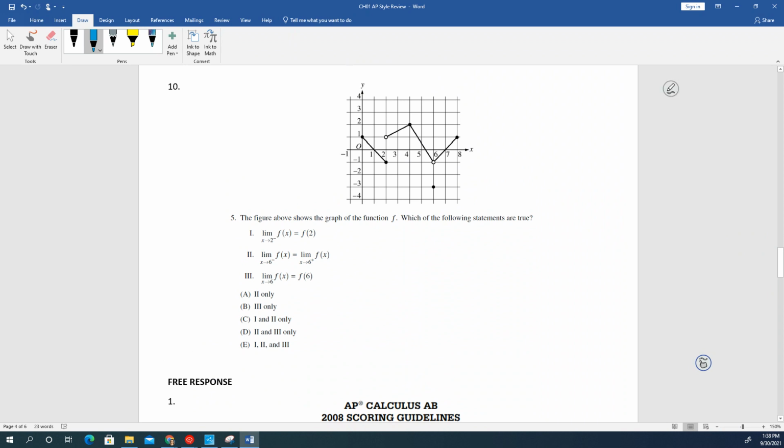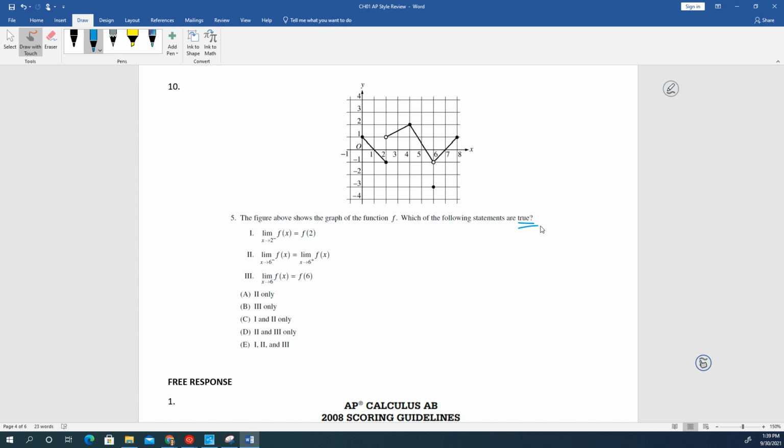Okay, last multiple choice one. And then we'll maybe stop it there, and we'll pick up the FRQ maybe next week. So, this one, no calculator. The figure above shows the graph of the function f. Which of the following statements are true? Ooh, another one of these. Okay. The limit as x approaches 2 from the left is the same as f of 2.